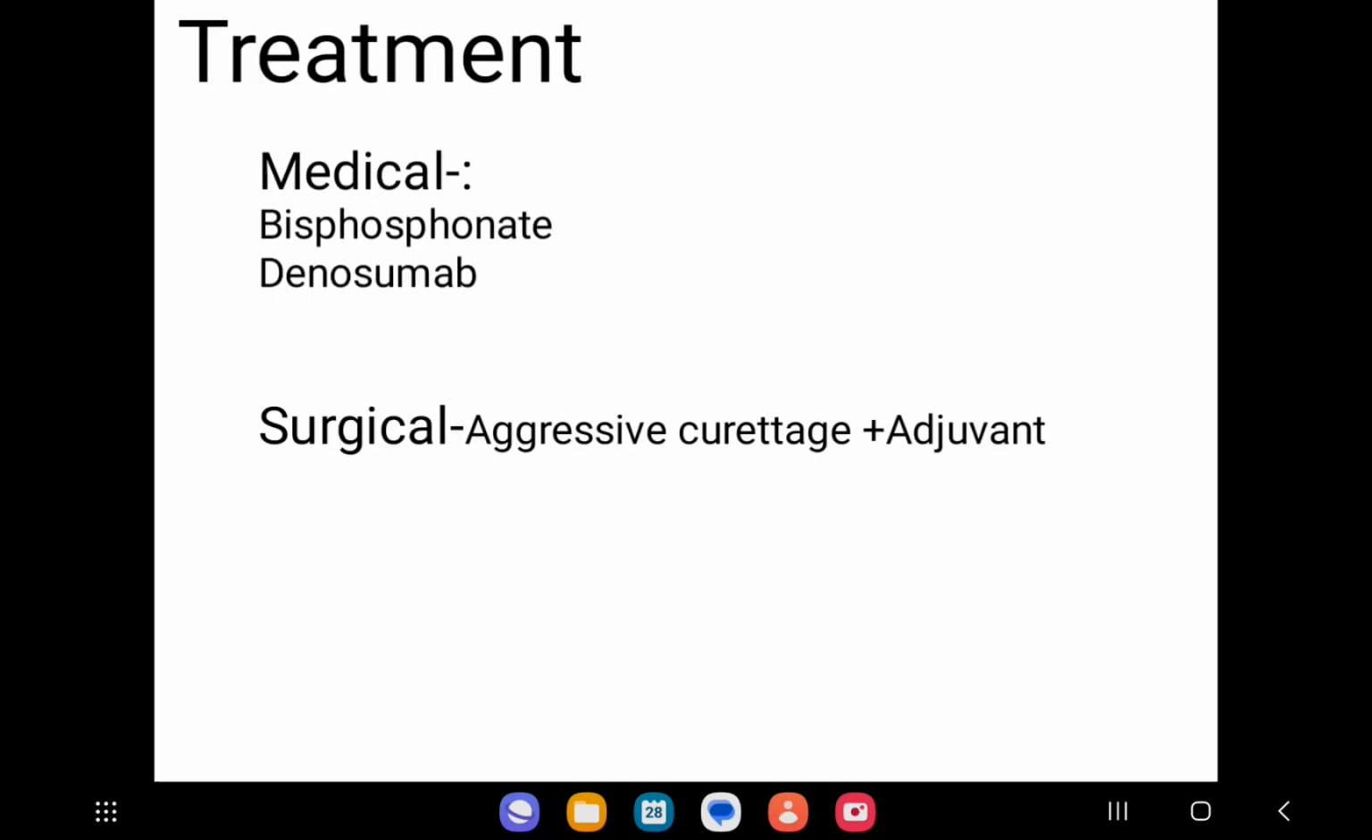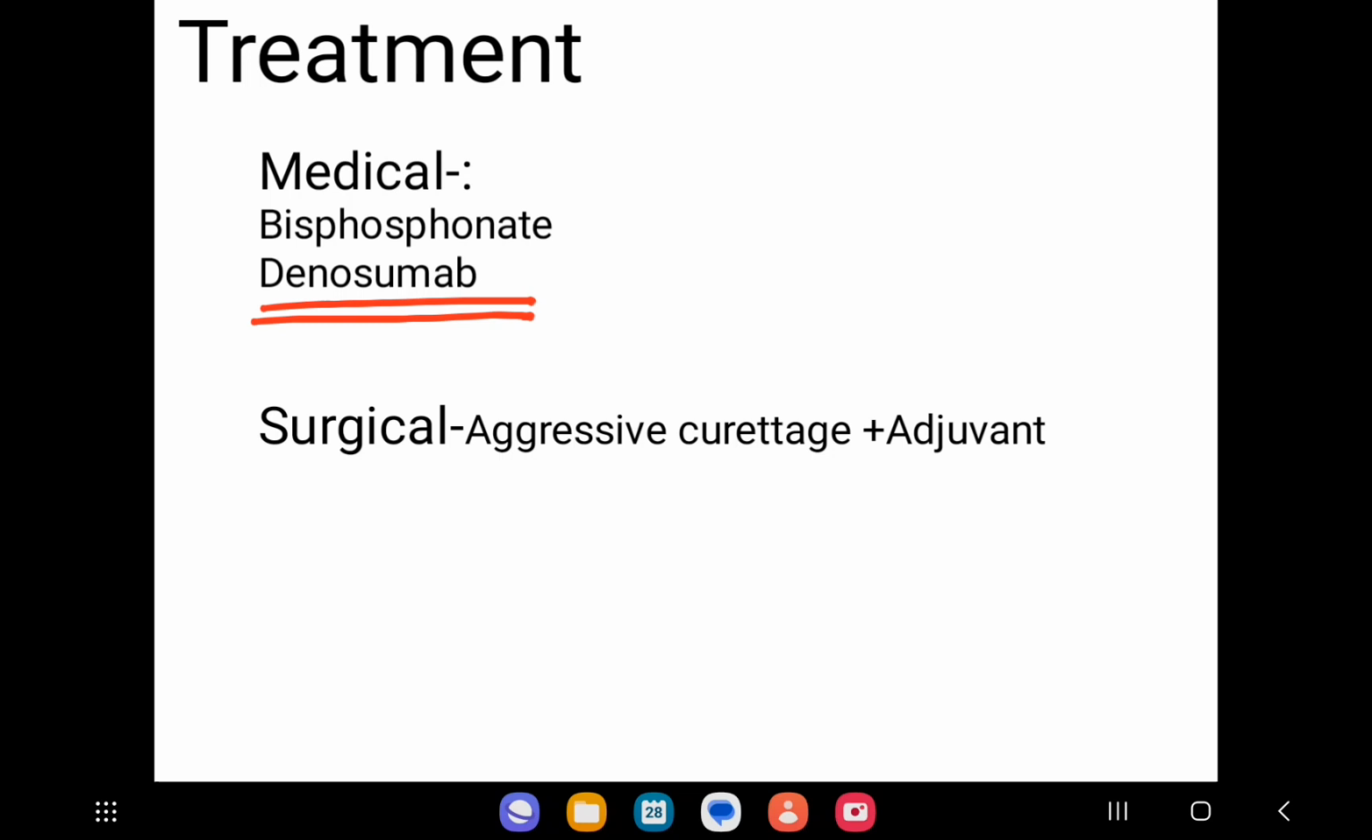Now, how do we treat this case? There are two options. Either we can go for the medical treatment or for the surgical treatment. For medical treatment, we have bisphosphonate and denosumab. Let me remind you, what is denosumab? Denosumab is nothing but a human monoclonal antibody. It is directed against the RANKL pathway, which is responsible for the bony destruction. We usually use denosumab in recurrent cases, or if it is a huge giant cell tumor where surgery could be a bit risky.